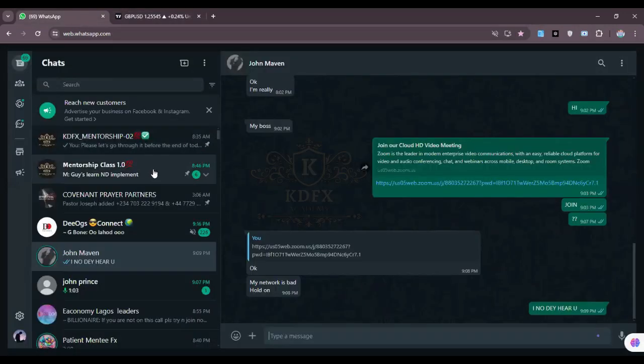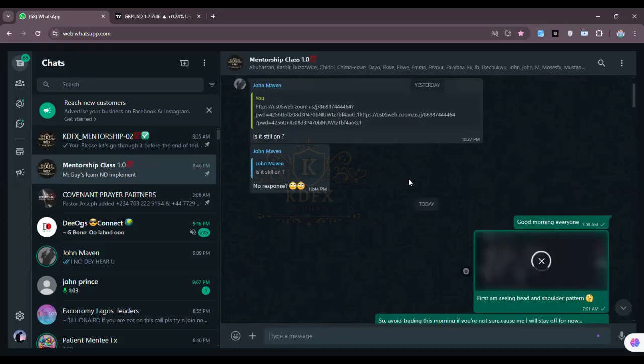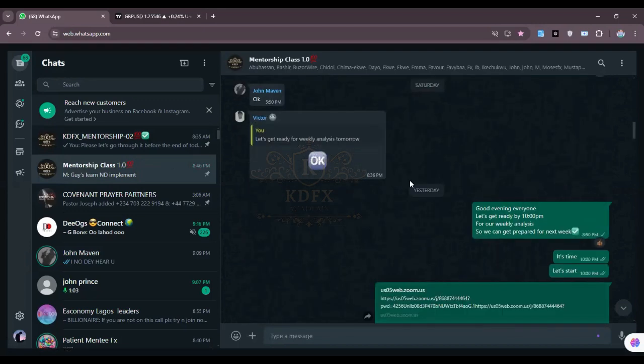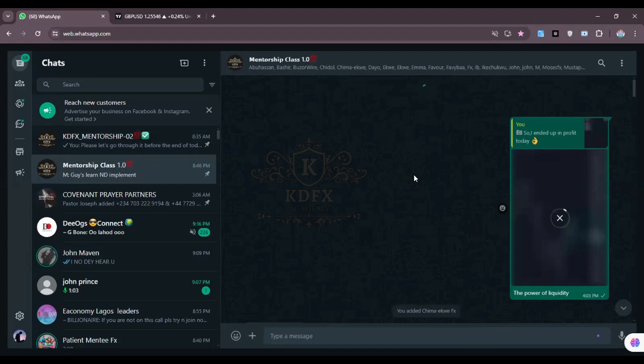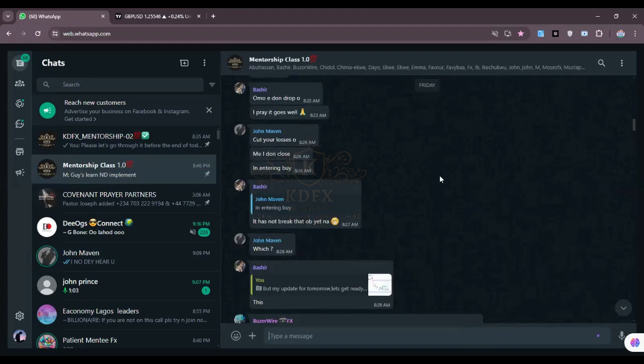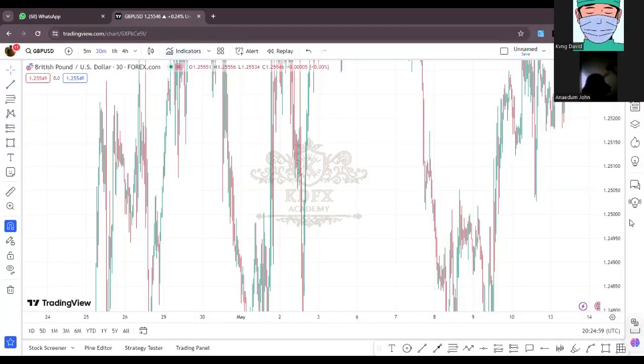So let's go back to our group. This is our group here. I want to show you the power of liquidity. If you can master this liquidity, even without analyzing with a laptop, you will make more money. So I want to explain this liquidity very well, and that's what I'll be using. When I say news buy 7 and news buy 3, let me just show you the chart here.